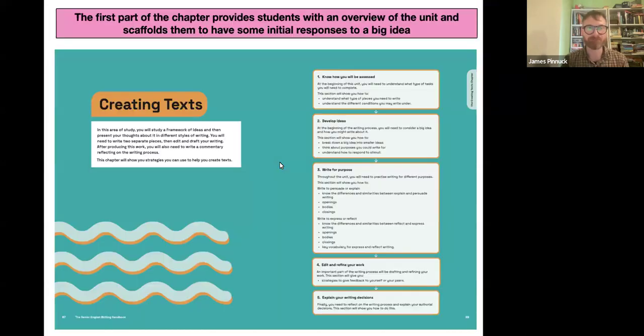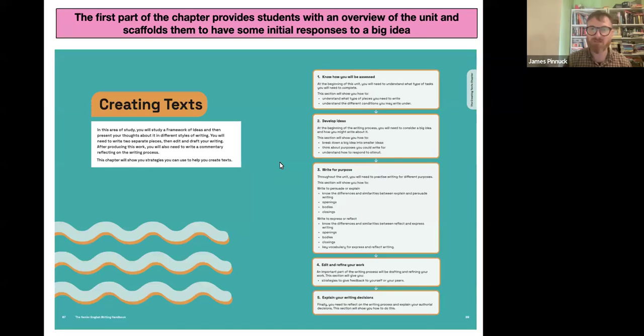of time. Okay, so that's a bit about the unit design principles and the pedagogical principles that underpin how we've redesigned the crafting texts chapter. Let me take you through a broad overview of this chapter. So firstly, the chapter begins with a flowchart overview like this that is designed to give students a big picture about how this unit is set out.